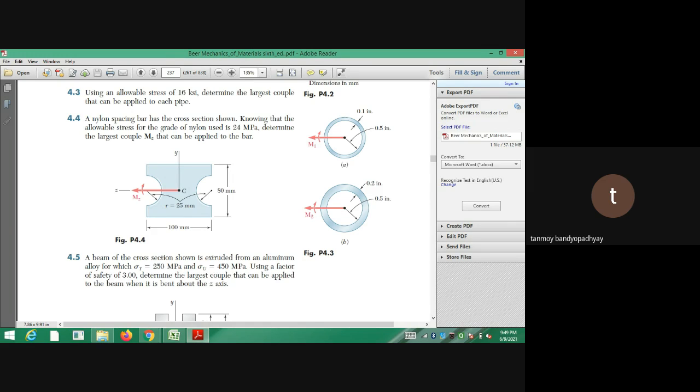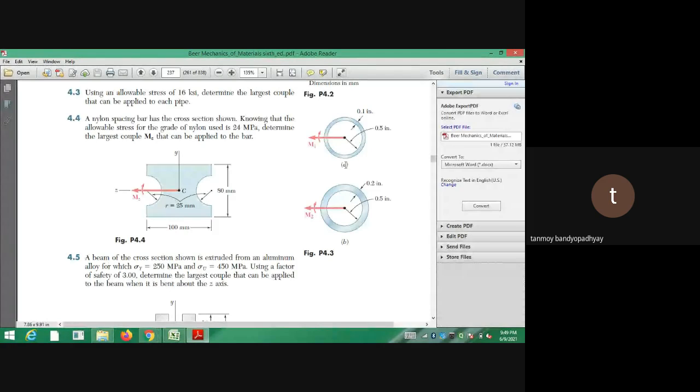So you can see that there are actually two circular sections. There is a pipe actually, so it's hollow inside. So there are two radii. The inner radius will be 0.5 inches, and the outside radius will be equal to 0.6 inches.